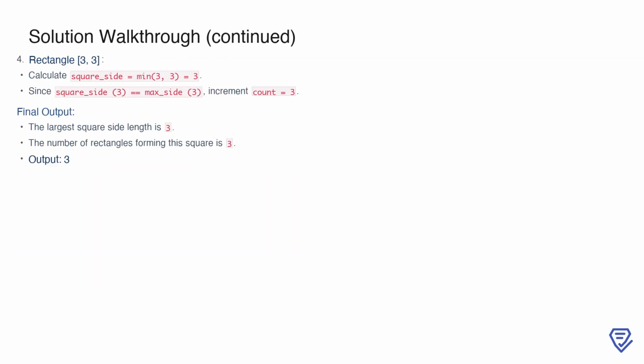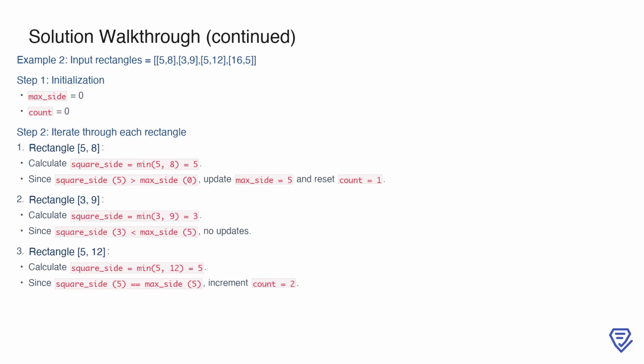For the final rectangle in this example, 3, 3, we calculate the square side length as min(3, 3) equals 3. This also matches the current max_side of 3, so we increment count again, bringing it to 3. At this point, we have gone through all the rectangles, and the largest square side length we found is 3. Furthermore, there are 3 rectangles that can form this square, so the output for this example is 3.